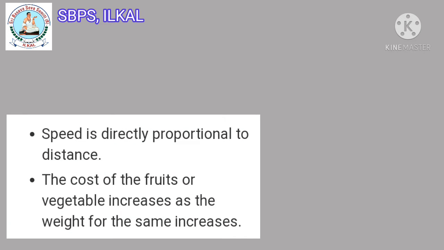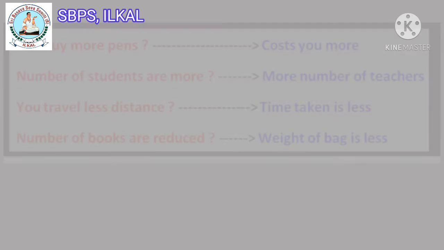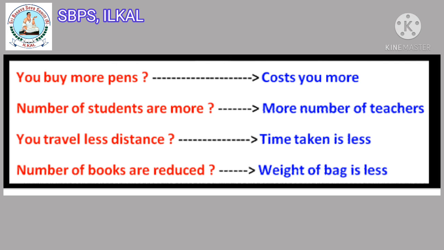For example, speed is directly proportional to distance. The cost of the fruits or vegetables increases as the weight of the same increases. Some more examples. You buy more pens, it costs you more. If you buy more pens, you have to pay more money, is it? Number of students are more. More number of teachers means if students are more, more teachers are required.